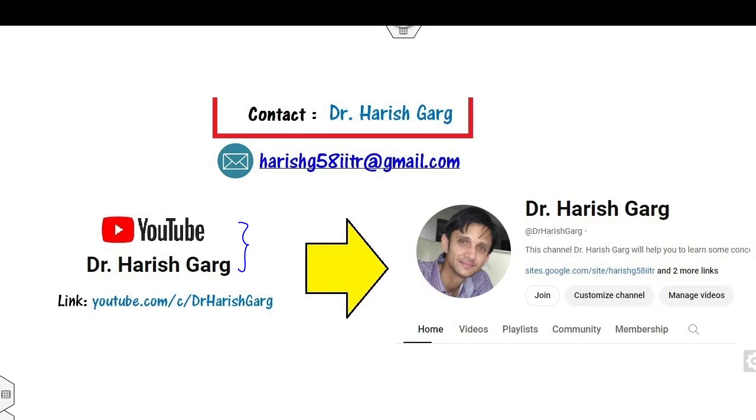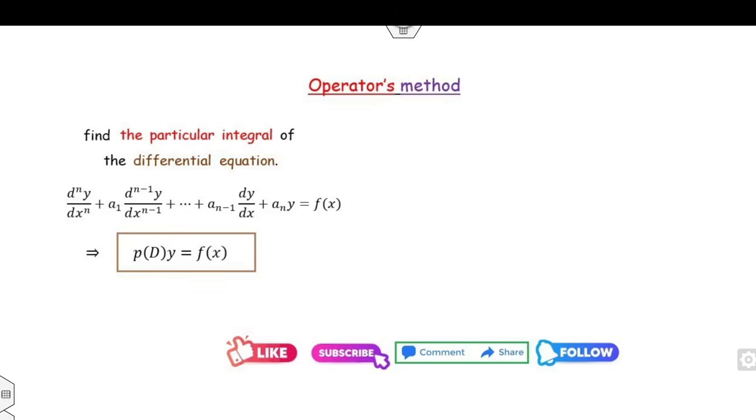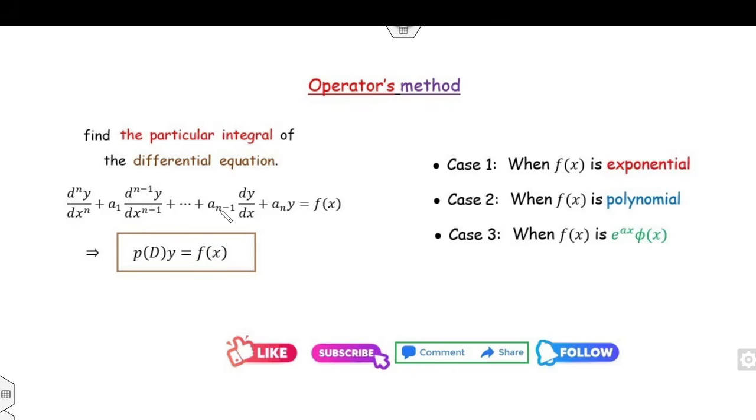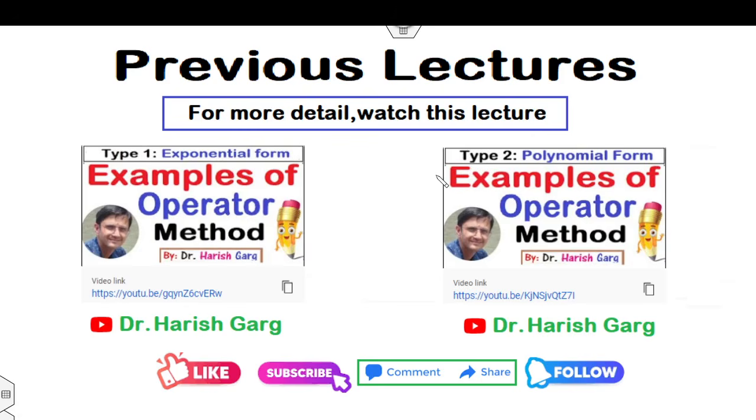The previous two lectures were on the exponential form and the polynomial form of the operator method. This operator method is used for finding the particular solution of the differential equation based on the nature of f(x), whether it is a polynomial, an exponential, or a mixture of them. Then we have discretized them. The first two lectures I have already uploaded. You must watch these lectures because today's lecture is totally based on these two parts.